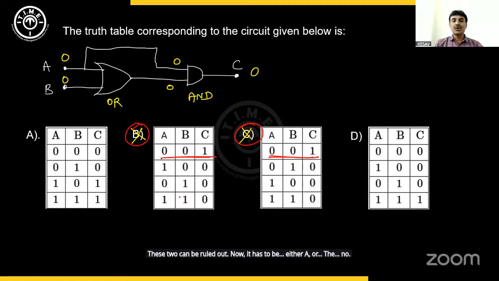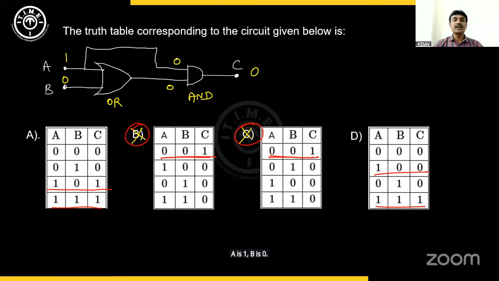Now, which combination is different? You don't have to check with 1, 1, 1. In both, 1, 1, 1 is same. 1, 0 is 1 here, 1, 0 is 0 here. Let us check this combination to identify the correct option. So take the input combination A 1, B 0. A is 1, B is 0.